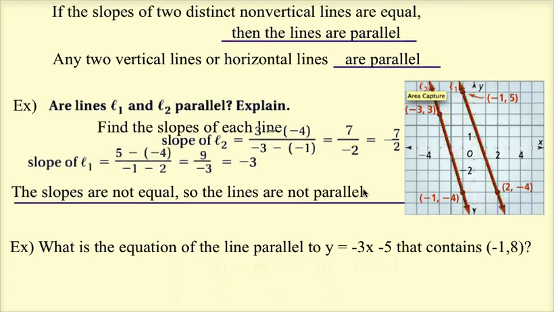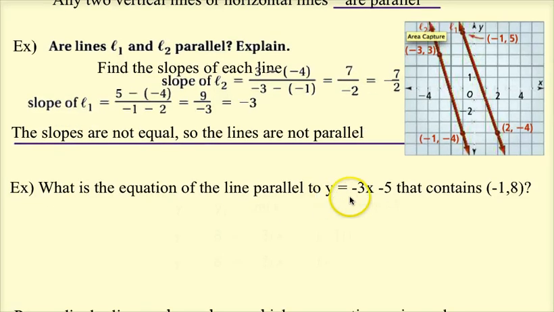Let's try another example. Let's write the equation of a line parallel to the line y equals negative 3x minus 5 that contains the point negative 1, 8. Now remember, to write an equation of a line, we needed either a slope and a y-intercept or a slope and a point. In this case, we have a point, negative 1, 8. We don't have the slope, but we have information that can give us the slope. The equation of the line I want to write is parallel to this line, and parallel lines have the same slope. So I'm going to use the slope from this equation when I write my equation of a line that contains this point negative 1, 8.